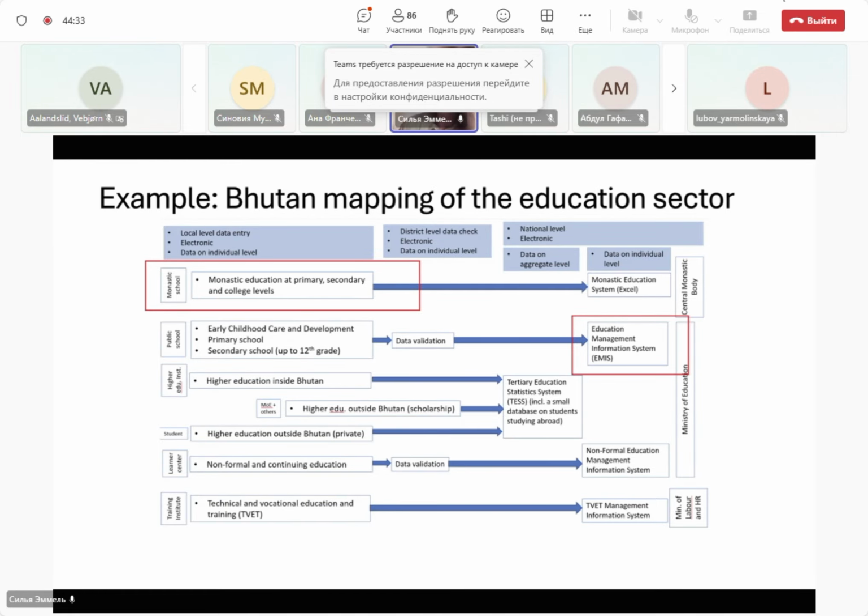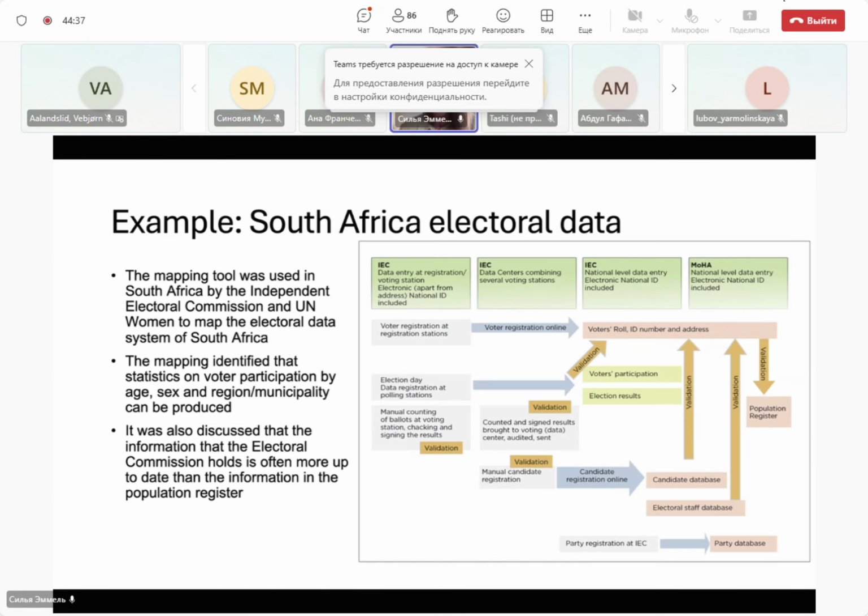And yeah, this one was for education, and then the next one was on electoral data. And there as well, it was a lot of conversations with the different stakeholders involved. How is the data being collected? And for both of these very systematic mapping exercises, we use the mapping template that you're being introduced to in the course.